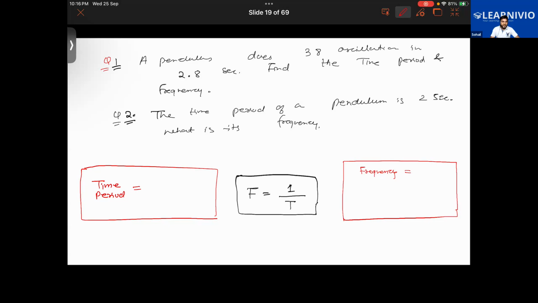Yes, you have to find both of them, Priyanka. Question number 1, you have to find the time period and frequency, both. Sir, for the time period, is it correct? You're getting this value. No, it is not correct. The number is 38 and 2.8, so that answer is not correct. Okay, sir. Kindly check the division.